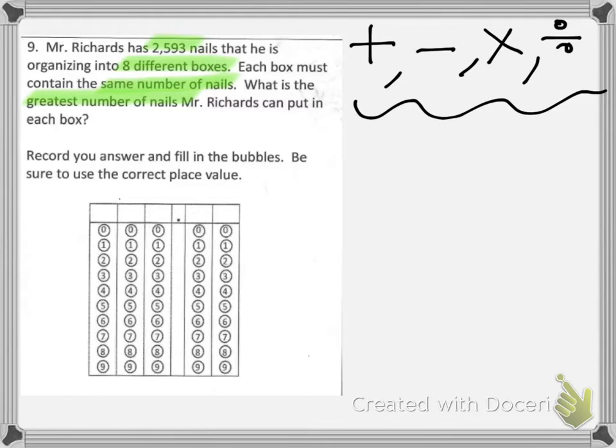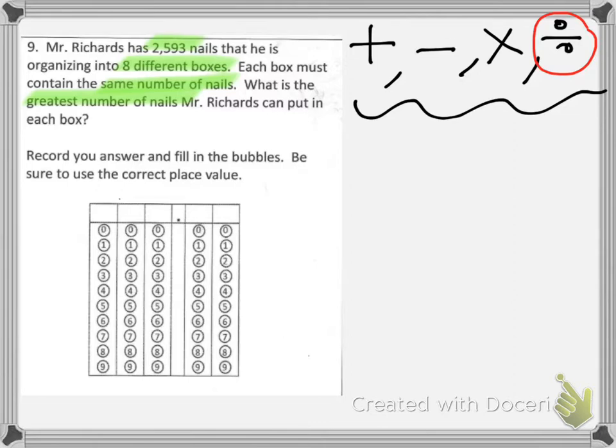Well, we know that if we're starting out with 2,593 nails and we want to organize them into 8 different boxes, this is letting us know that we're going to share, we're going to divide, or we're going to distribute these nails into 8 different boxes. So, of course, when we read these key words or key terms, we're trying to find out which operation we're going to use. And I already have the 4 operations indicated here at the top of the page. And we're going to use division because we're going to put those 2,593 nails into 8 different boxes.